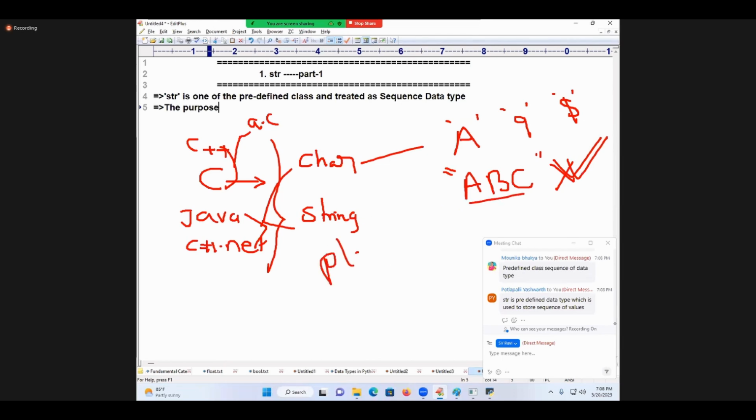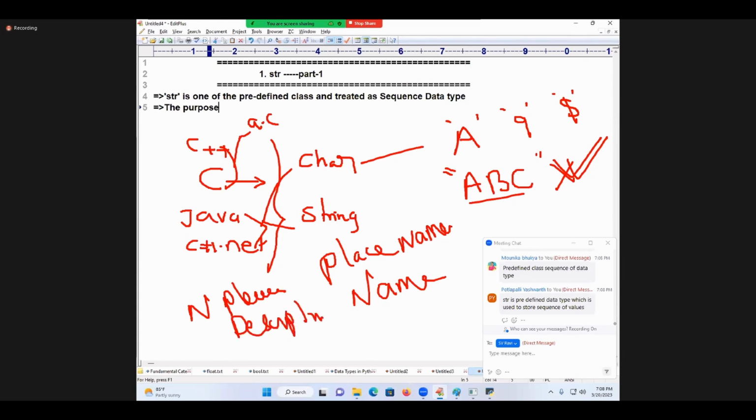Where can I use it like that? Place names, for example. Place names are a single letter or a group of letters? Your name, is it a single letter or a group of letters? Group of letters. Some native places, is it a single letter or group of letters? Some description about some place, is it a single letter or group of letters? So a group of letters or collection of characters enclosed within double quotes is called which type?